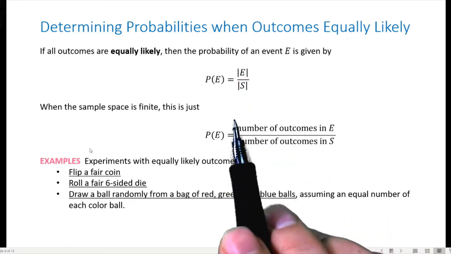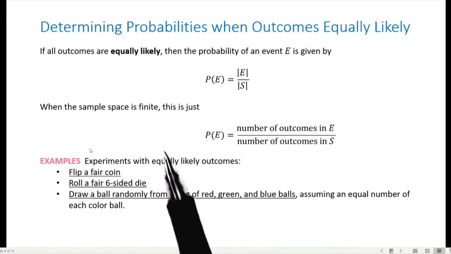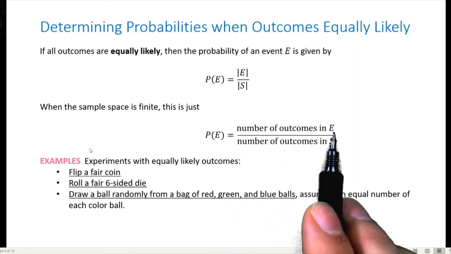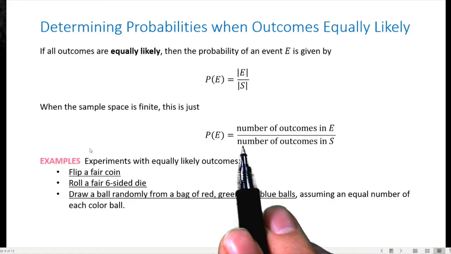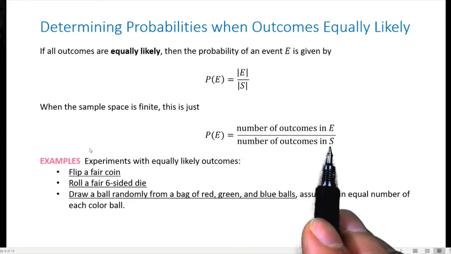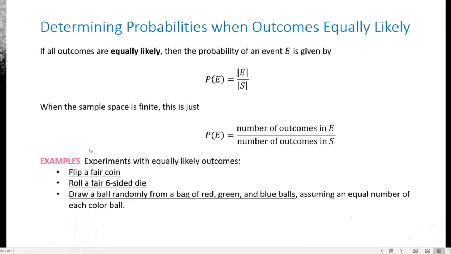What do I mean by the size of the event? Well, in the situation where the number of possible outcomes is finite, the size of the event is just the number of outcomes in the event. And the size of the sample space is just the number of outcomes in the sample space.